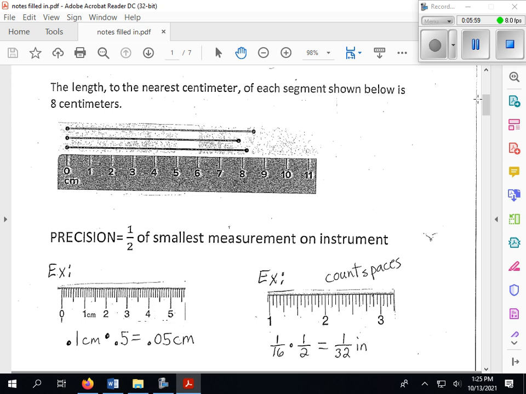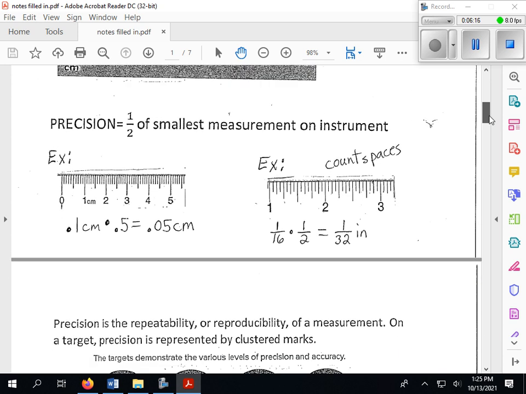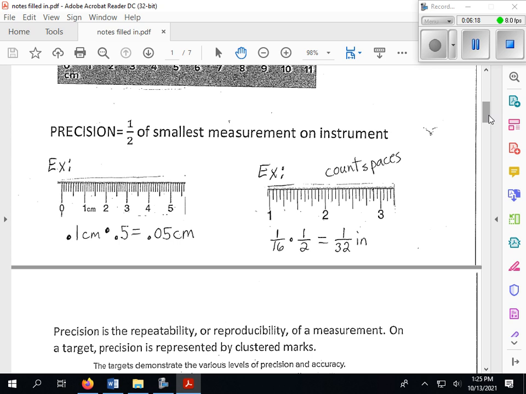What if you don't want to use 1/2? You could use 0.5. All right? It depends on what we're doing. If we're doing something in centimeters, we probably want to use 0.5. If we're doing something in inches, we probably want to use the 1/2. It just depends on what we're measuring.